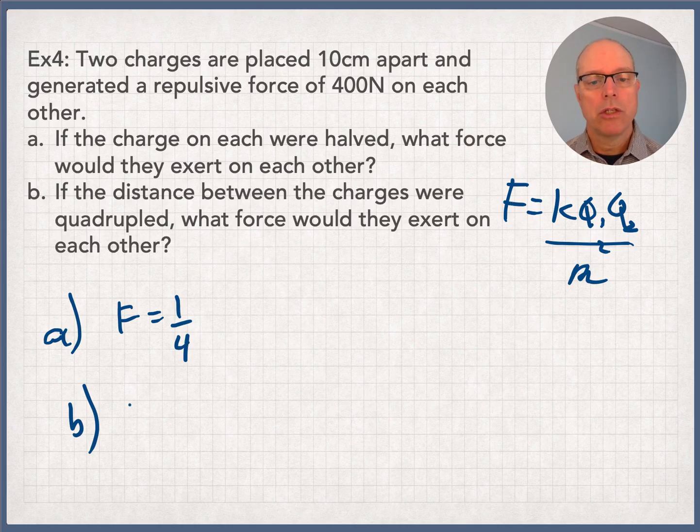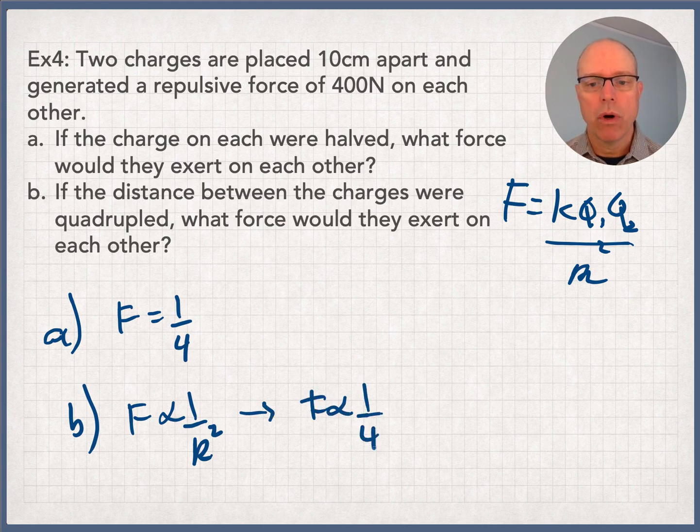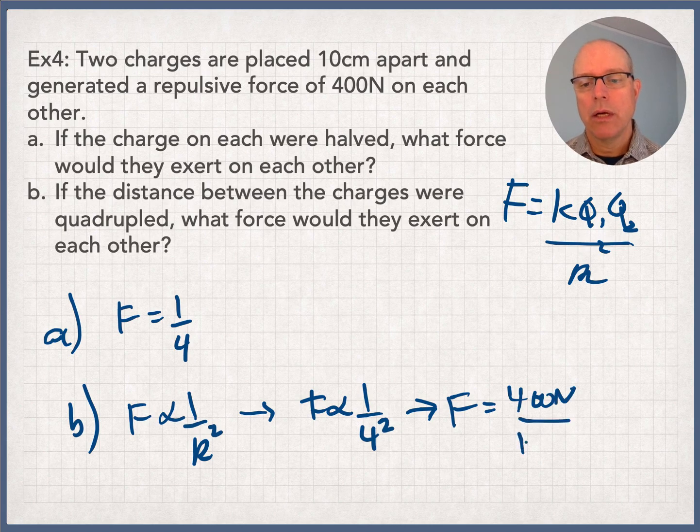So when force is proportional to 1 over R squared, all we do is we put in the factor, and in this case the force is going to change by a factor of 1 over 4 because we're quadrupling the distance, but we have to square it. So the force will be 1/16 as much, and what that does is it tells me that the force will become 400 newtons over 16, which is 400 newtons divided by 4, and then divided by 4 again, and I think that's 25 newtons. Okay, and there you go.